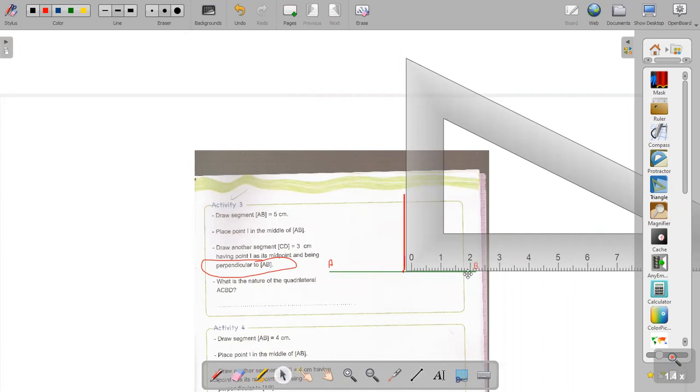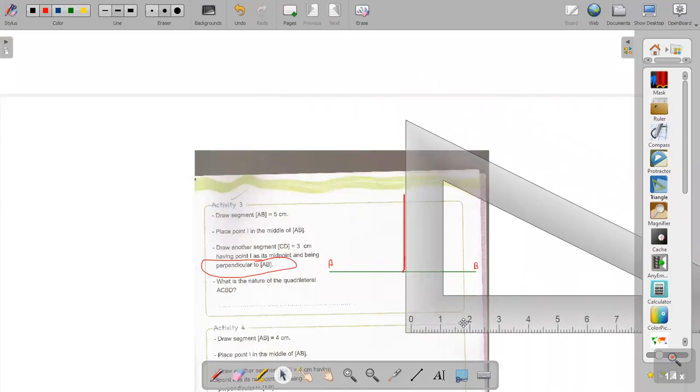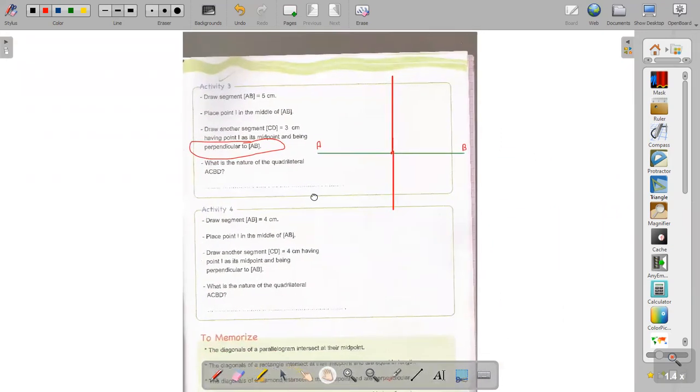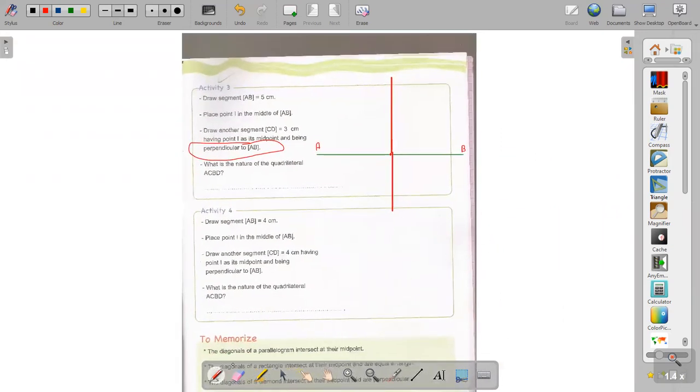Okay, any perpendicular. I'm not measuring the length of it. I'm just drawing a perpendicular line. Okay, we have finished with the set square. Now I will bring the ruler so they are perpendicular. Okay, it's perpendicular. So AB with CD here is perpendicular, like a plus, because they said draw a perpendicular line.